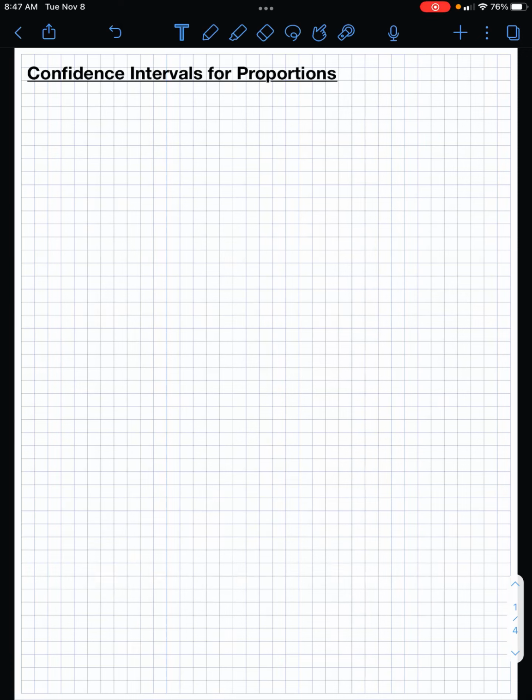Confidence intervals for proportions. I'm actually going to use a lot of voting examples with this. It seems relevant given that we're right about Election Day here. Actually, this video is being recorded and posted on Election Day.